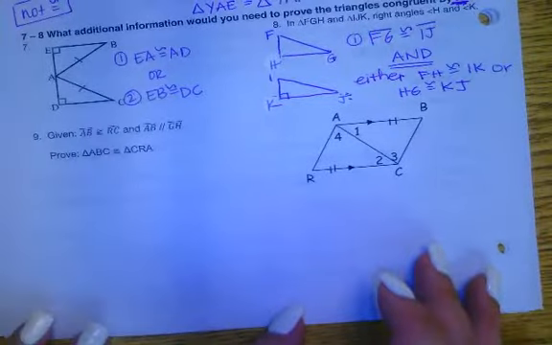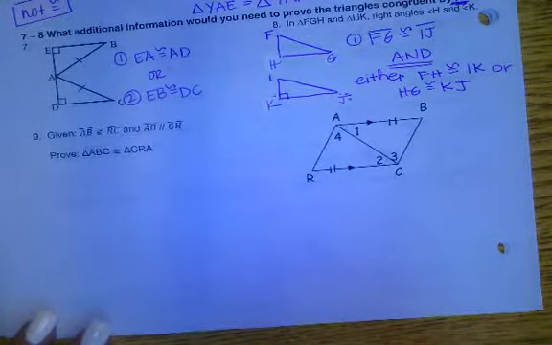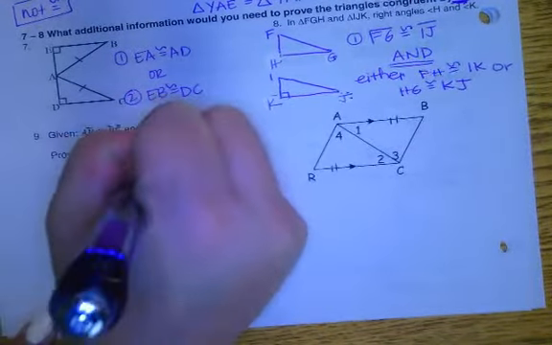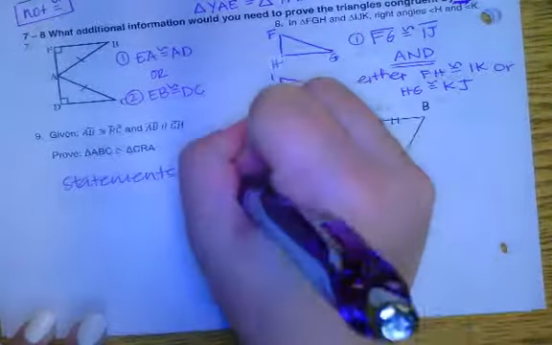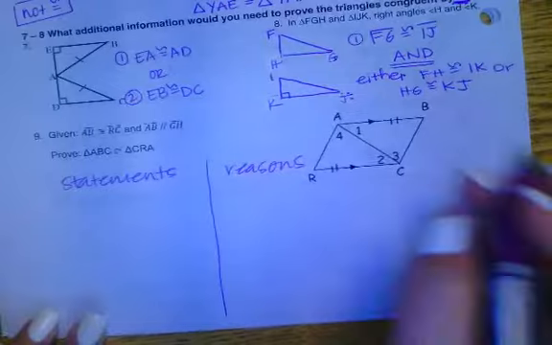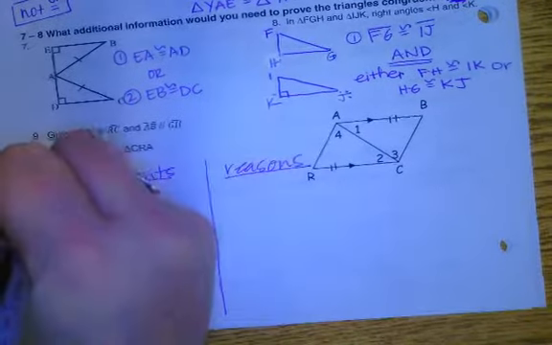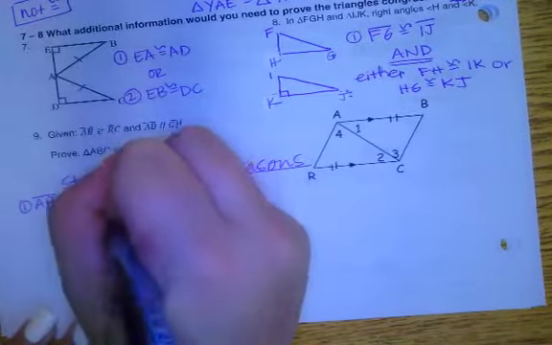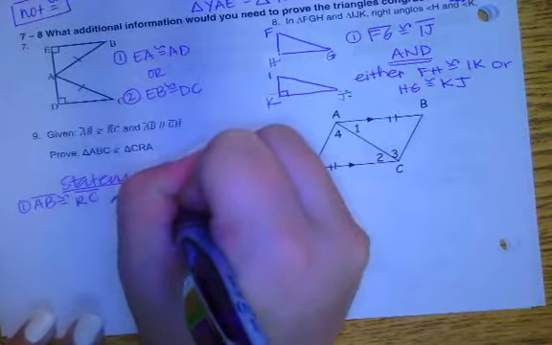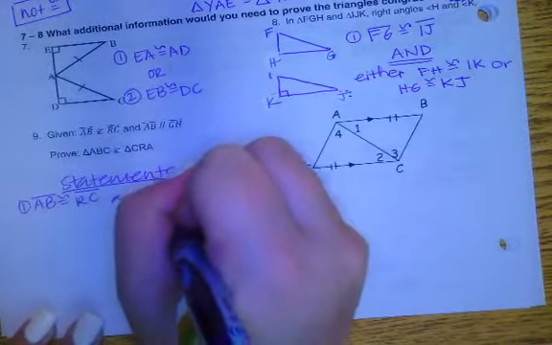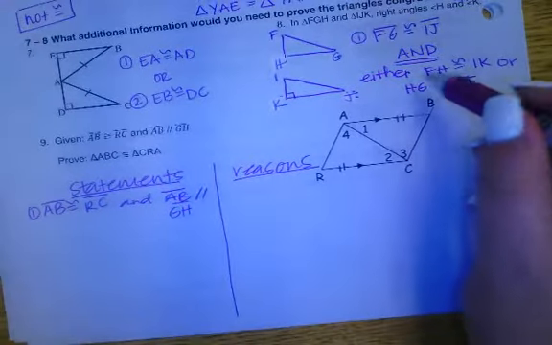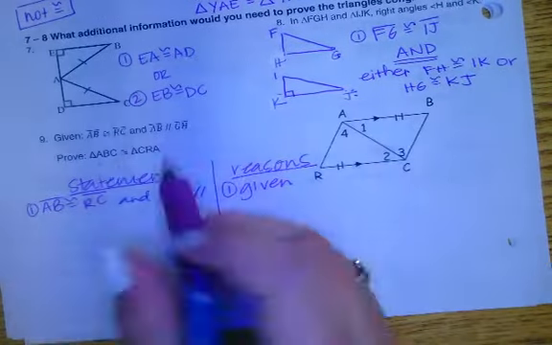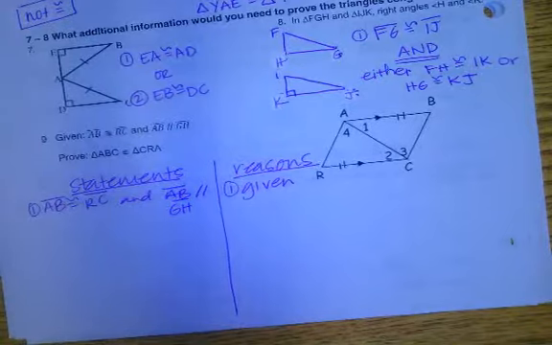Number 9. Statements, reasons, because we have a proof. Our first statement is always, always, always our given. So AB is congruent to RC, and AB is parallel to GH. The reason being is given, and we are trying to prove our 2 triangles congruent. Okay, so what else do we need to prove?